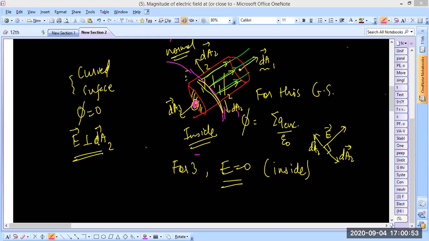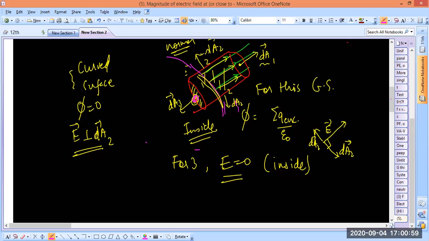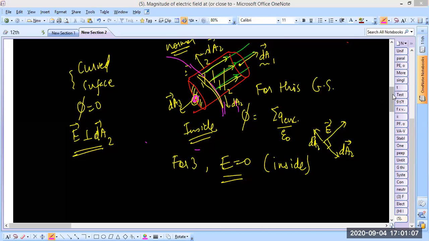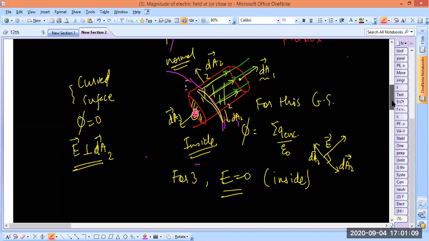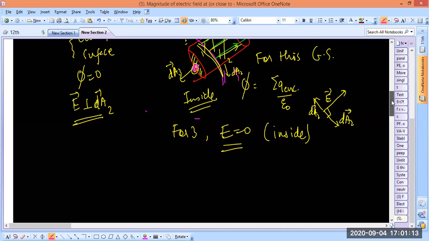Okay, fine. Just one last step and the derivation will be complete. Chaitya, read the rules of Gauss law, please. That will help you. Okay.